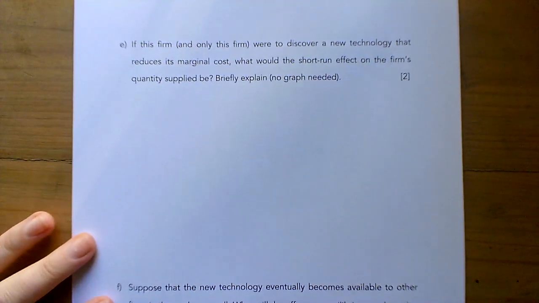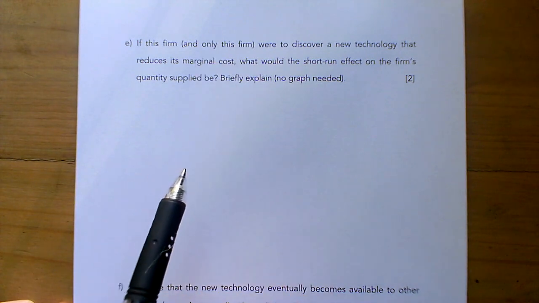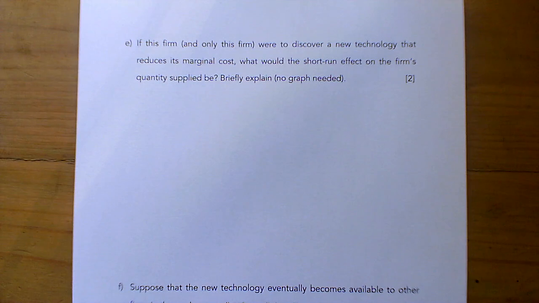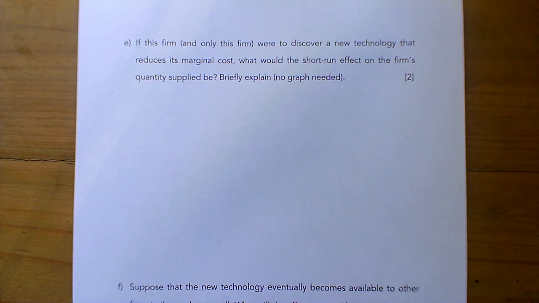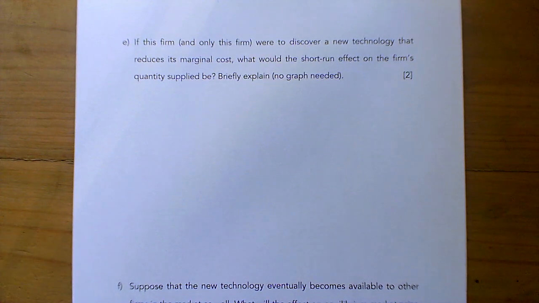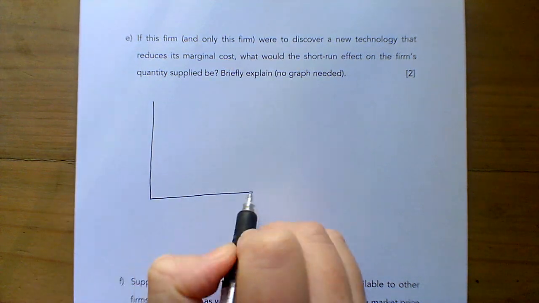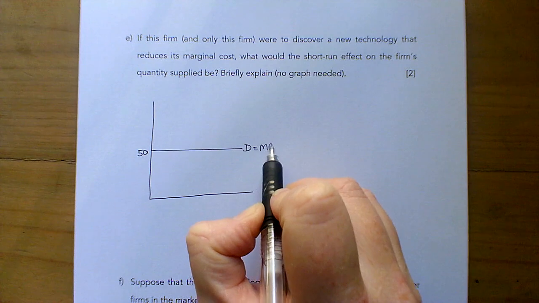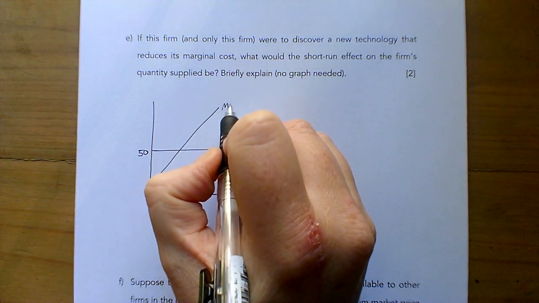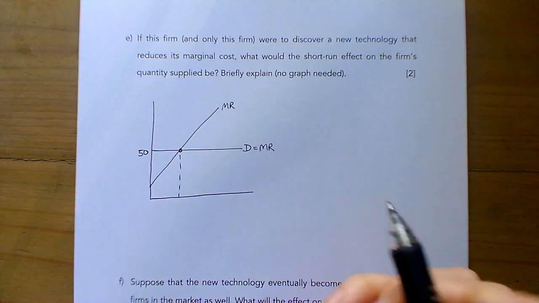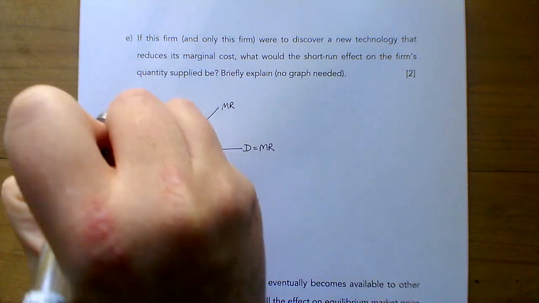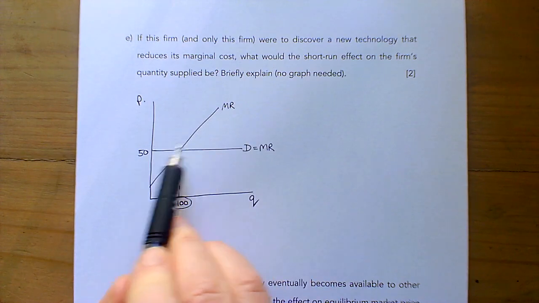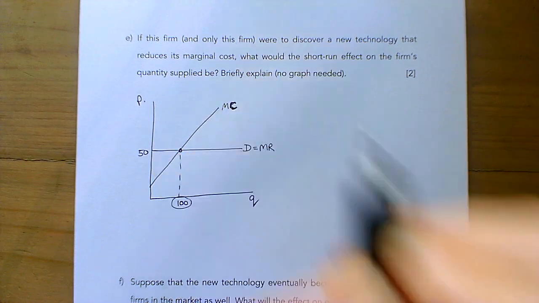Okay, so E then asks, if this firm and only this firm were to discover a new technology that reduces its marginal cost, what would the short-run effect on the firm's quantity supplied be? Briefly explain, no graph needed. Okay, so I like to draw graphs because I think graphs are just the best way to understand where the answer comes from. So if I just replicate more or less what was on the previous page, we have this firm currently charging a price of 50 because that is the price that it has to take as given because it is a price taker. And it maximizes its profits when it produces 100 units where MR equals MC. Sorry, this should be MC.